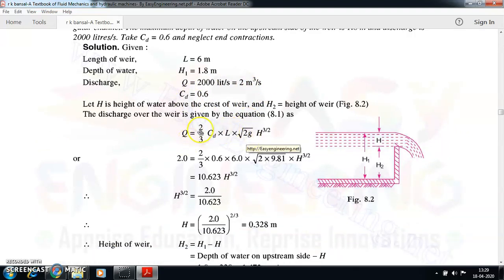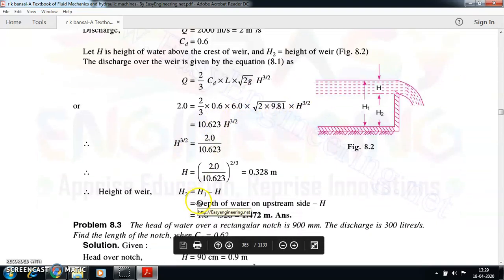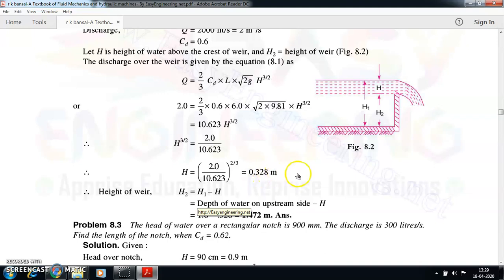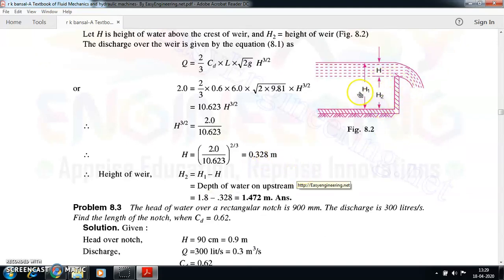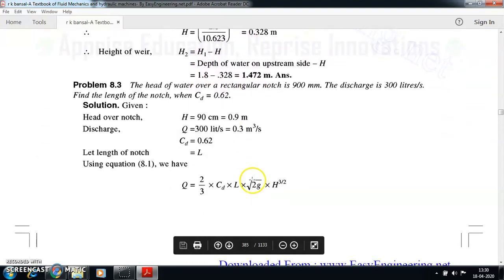So go to the Q equation, 2 by 3 CD L root of 2g h to the power of 3 by 2. Substitute everything. What is the unknown quantity? The capital H is the unknown quantity. You will be able to find it out with simple mathematics. Your H value will be equal to 0.328 meters. Now you find H2: H1 minus H will be your H2, which is nothing but the height of your rectangular weir. So 1.8 minus 0.328, 1.472 meters is the answer.